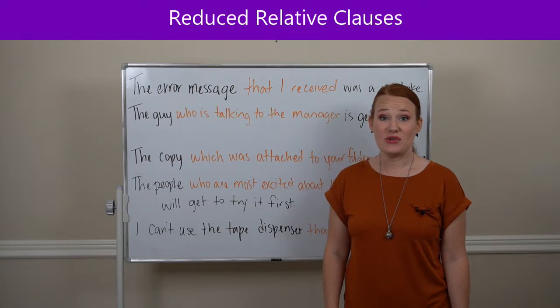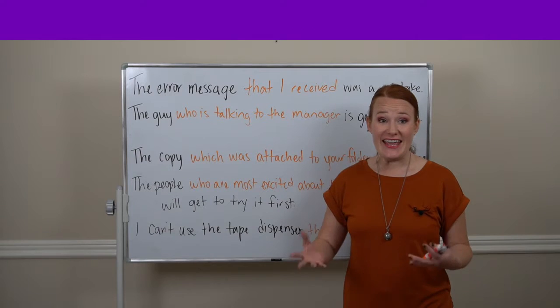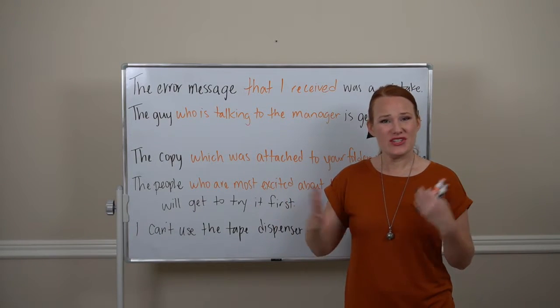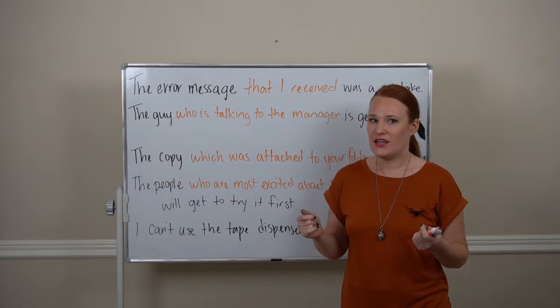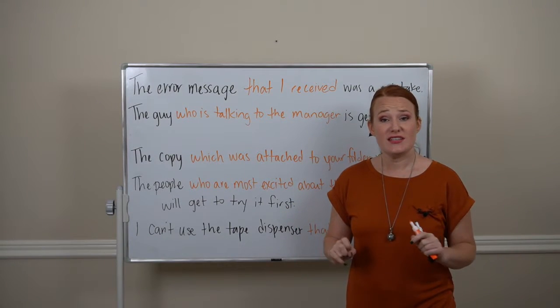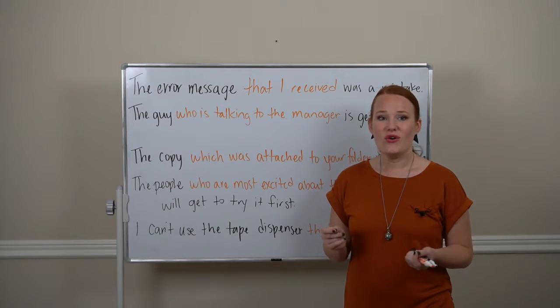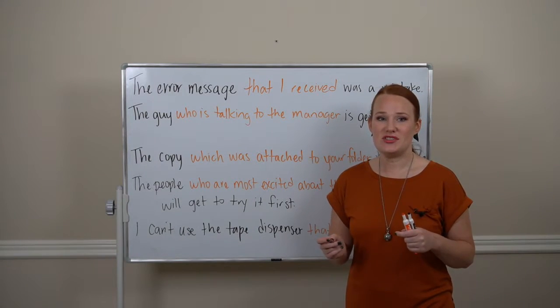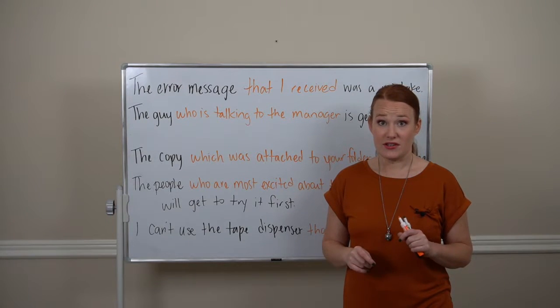Today, let's break down reduced relative clauses. This is when we take a relative clause and we shorten it, so now it's a phrase instead of a clause. First thing you need to know about reduced relative clauses is that they only work with subject relative clauses, not with object relative clauses.